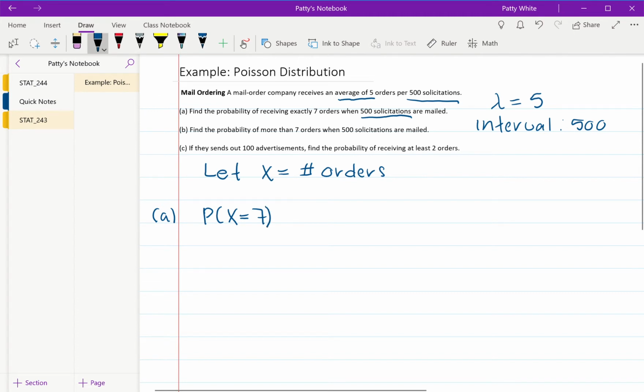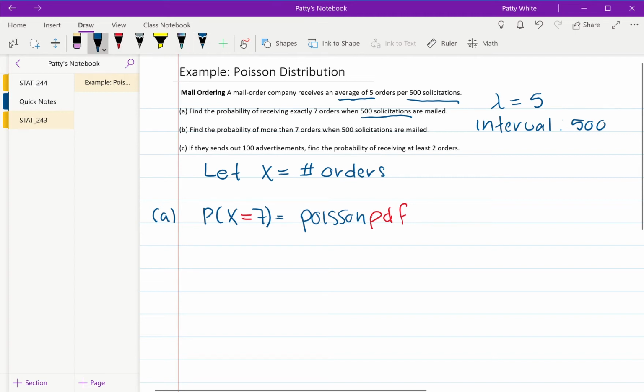We know we're going to use the Poisson distribution. Since we have an equal sign there, we know we're going to use the Poisson PDF. The reason we're using a PDF is because we have an equal sign. We want to find an exact value.